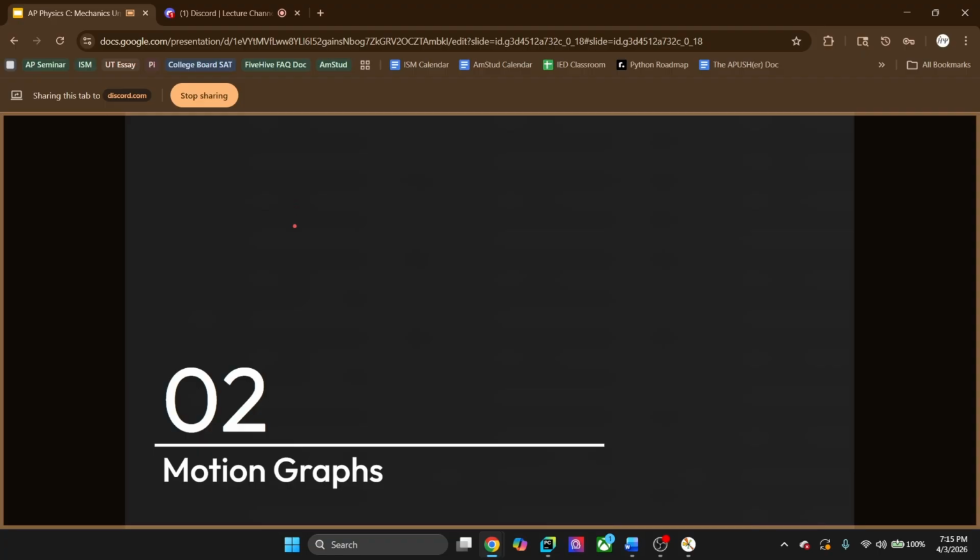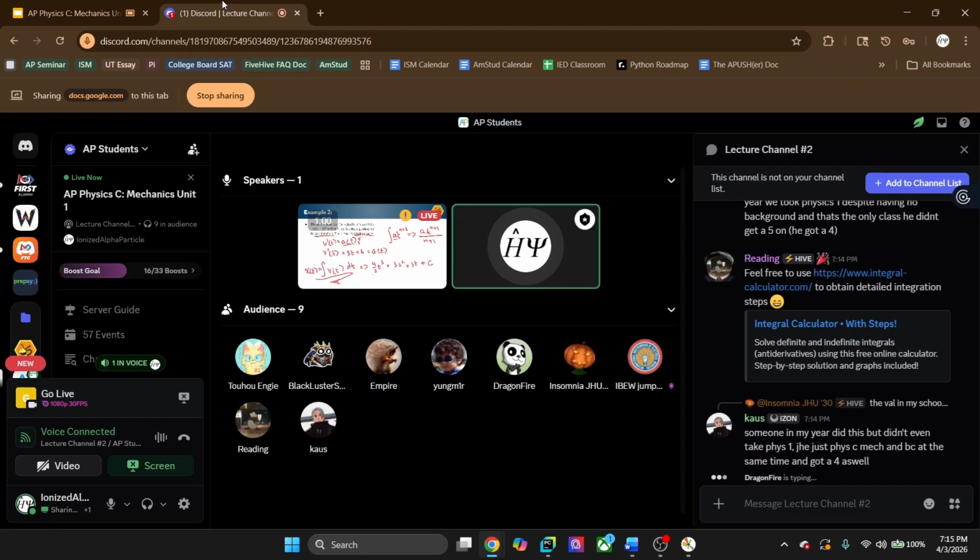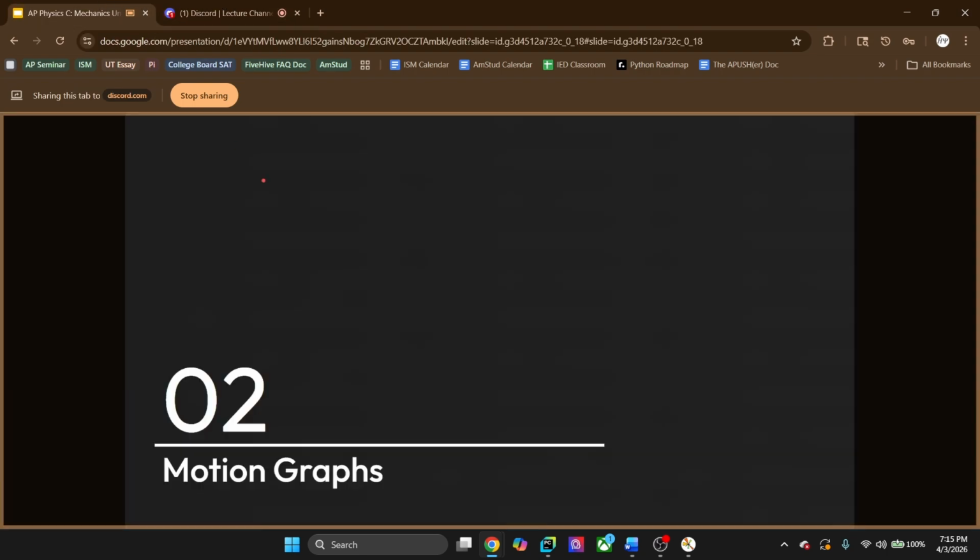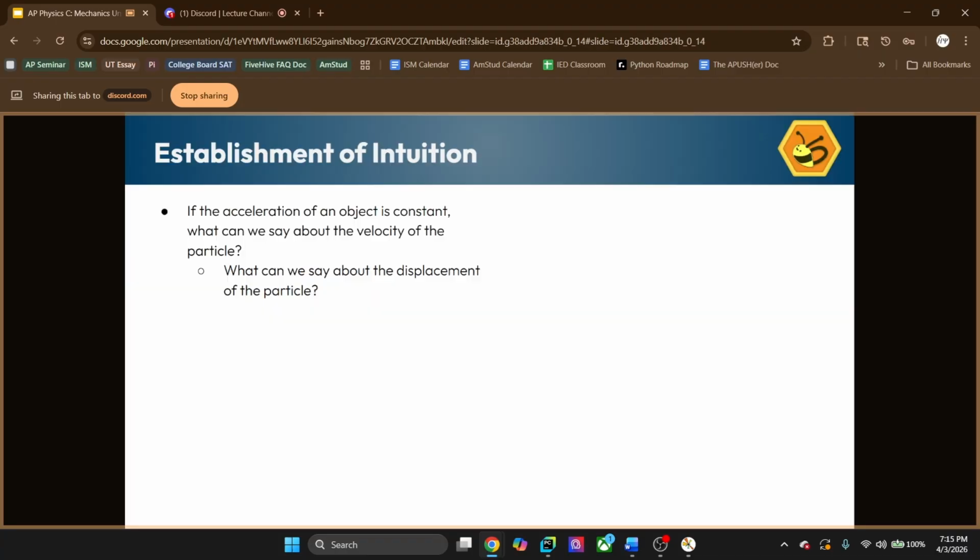Now let's look at some motion graphs. This is a pretty large part of mechanics, or mechanics and kinematics in general. You're going to have to know how to analyze these motion graphs pretty efficiently. You're going to have to be able to make conclusions about motion graphs in a lot of FRQs and a lot of MCQs.